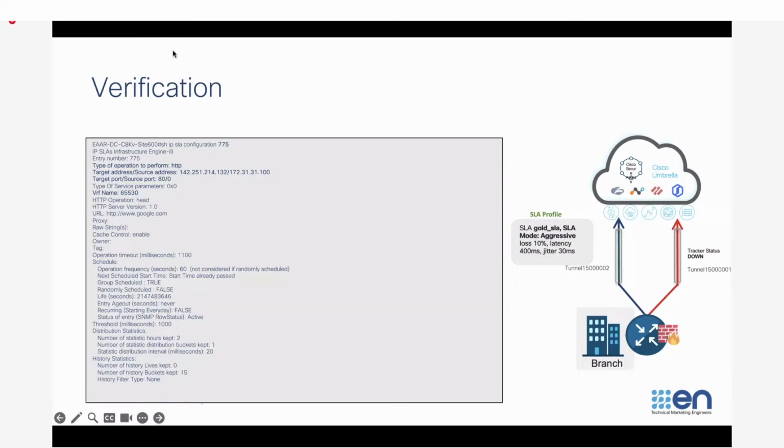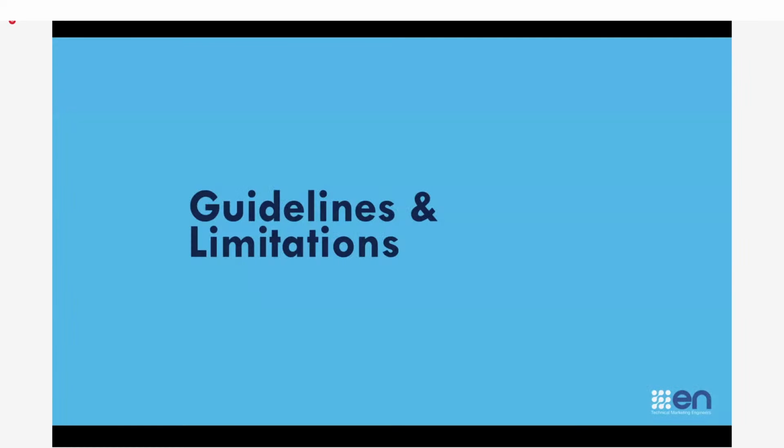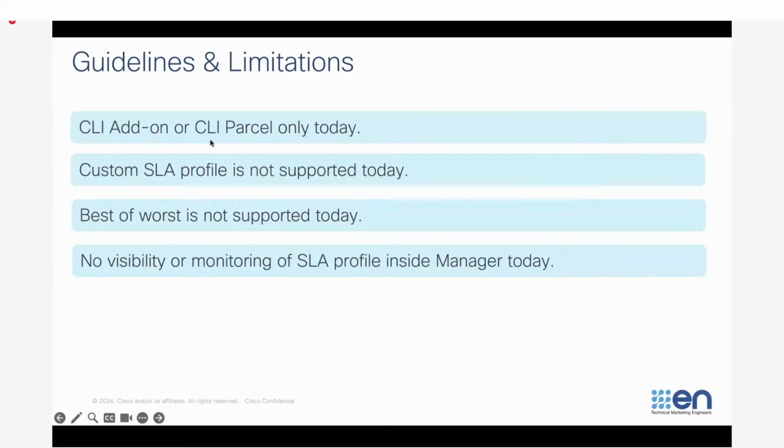So what are the guidelines and limitations? As indicated before, only CLI add-on or parcel is supported. Custom SLA profile is not supported. It's on the radar or roadmap. And best of worst is not supported.